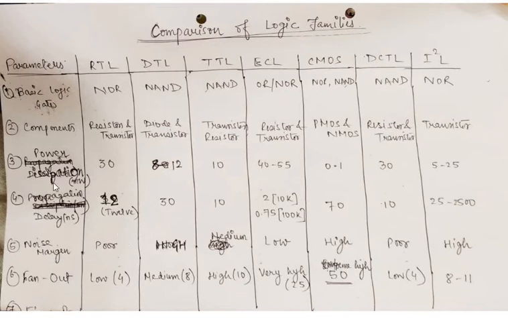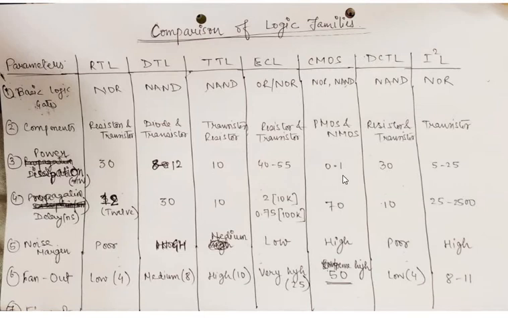Now this is power dissipation. Actually here the third point I wrote wrong earlier. This is power dissipation, and we measure it in milliwatts, right? So RTL has the value of power dissipation as 30. DTL lies between 8 to 12 milliwatts. TTL has 10 milliwatts of power dissipation. ECL has the maximum power dissipation, between 40 to 55 milliwatts. Now again see here, CMOS has the lowest power dissipation of 0.1 milliwatts.